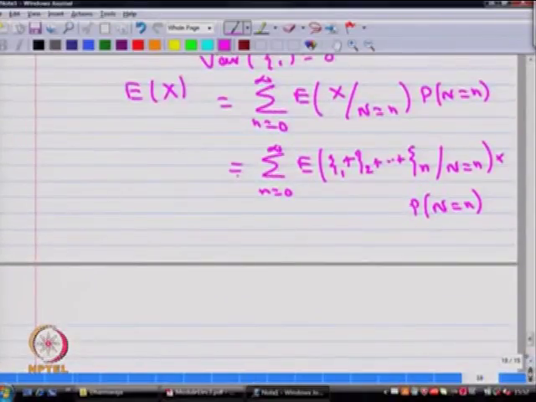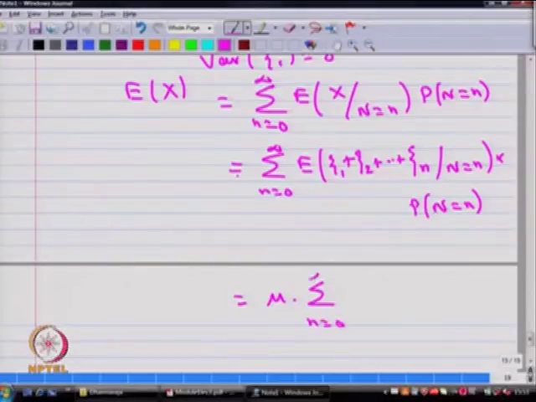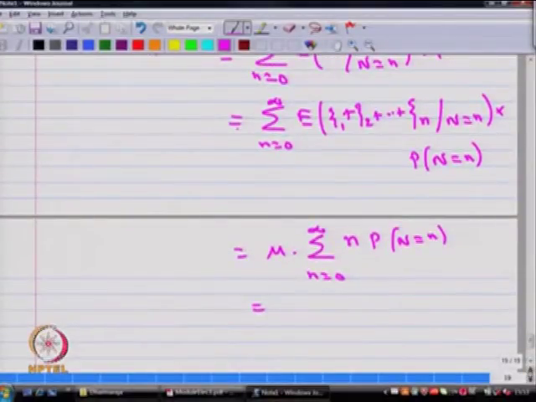That is same as, you know that the expectation of psi i's is mu. Therefore, mu can be taken out, then summation n is equal to 0 to infinity n times the probability that capital N takes a value small n. That is same as mu and the expectation of the random variable capital N, that is also mu. Therefore, it is mu into mu, that is equal to mu square.